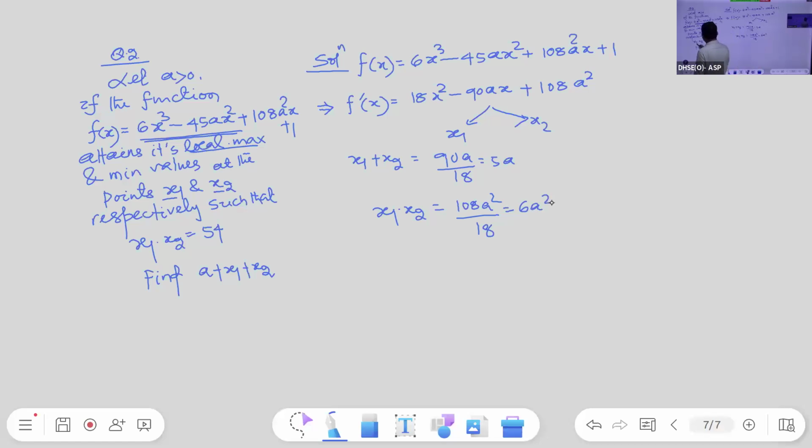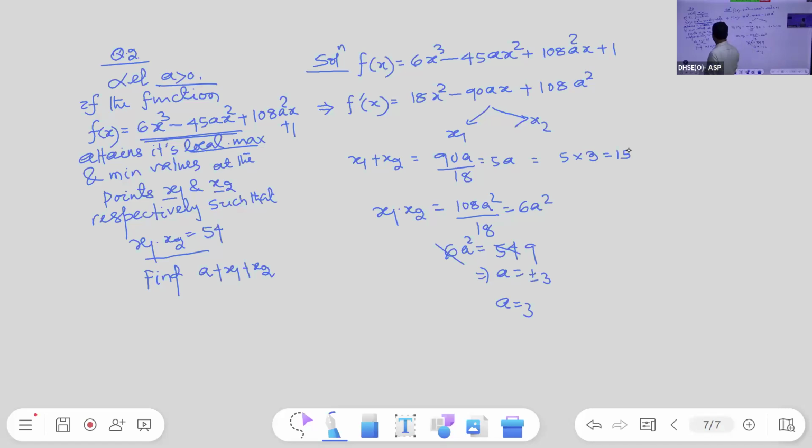It is given that x1 x2 is equal to 54. That is 6a square is equal to 54. 6 9s are 54. So a square is equal to 9. a is equal to plus or minus 3. At the beginning of the question, it is given that a is greater than 0. So a is equal to 3 only. If a is equal to 3, then what is x1 plus x2? x1 plus x2 will be 5 into 3, 5 into 3 is 15.